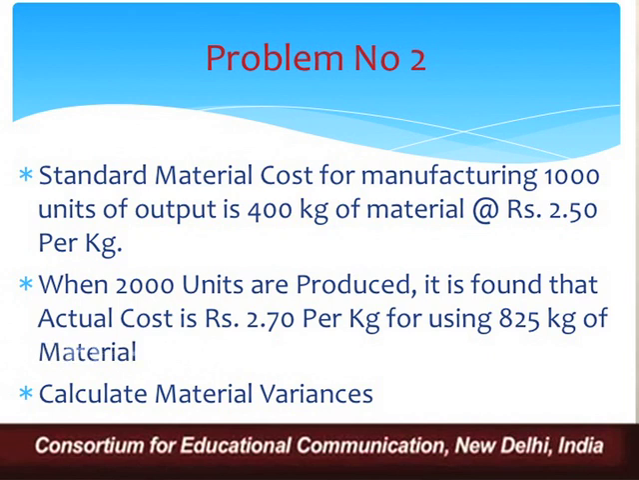Further, the question is asking you to calculate material variances. So with this question, you must have understood what we have to do. We are provided with the standard cost of material, the combination between input and output. The standard price of material is also given. The actual price and the actual units consumed are also given. And we are asked to calculate material variances.